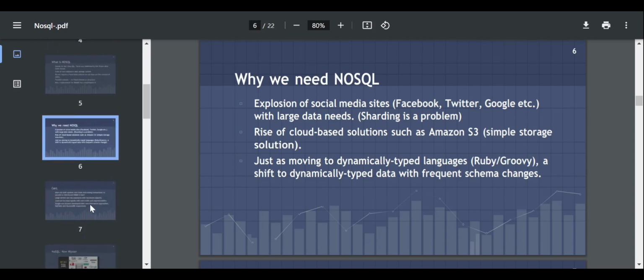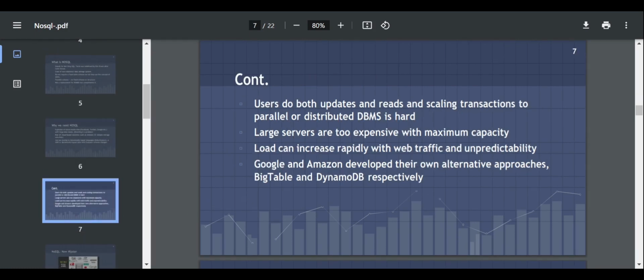Let's move to the other page. Content users do both updates and reads, and scaling transactions to parallel or distributed DBMS is hard. Large servers are too expensive with maximum capacity. Load can increase rapidly with web traffic and unpredictability. Google and Amazon developed their own alternative approaches, Bigtable and DynamoDB, respectively.